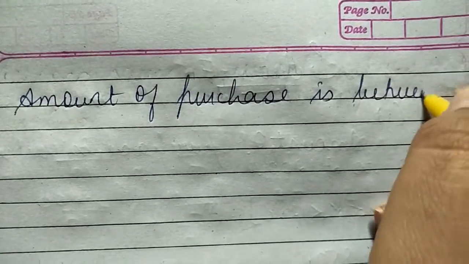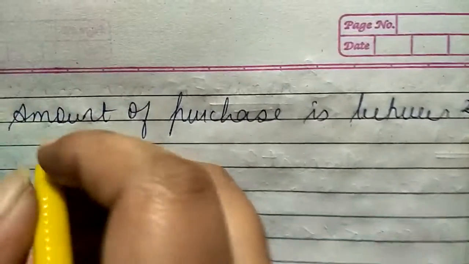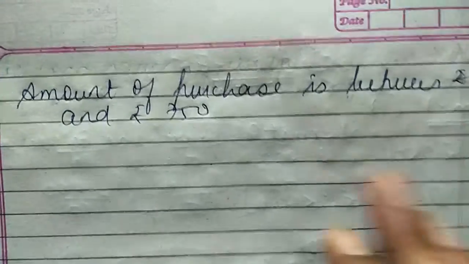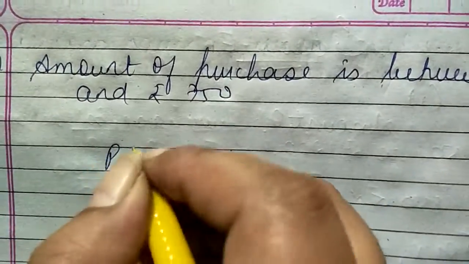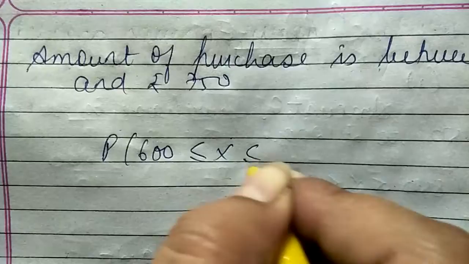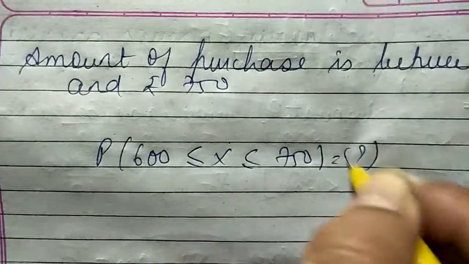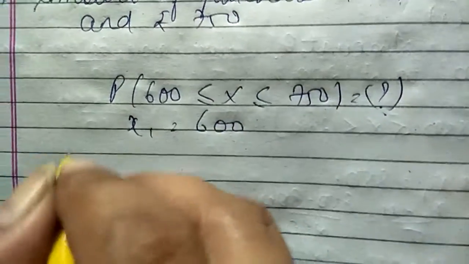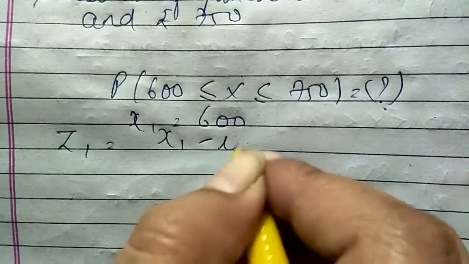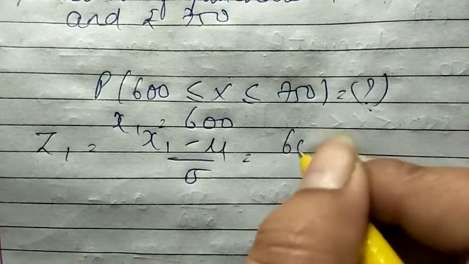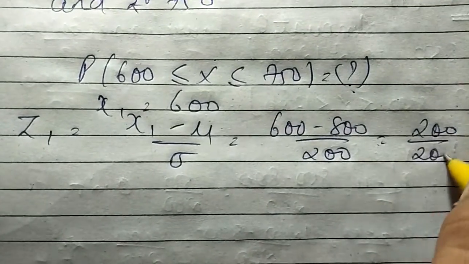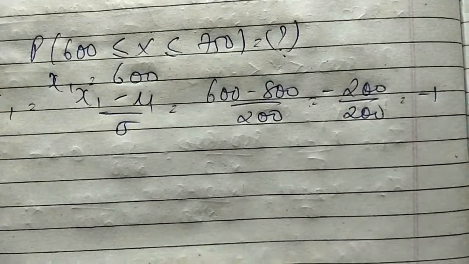Now the next thing which we were supposed to find was the amount of purchase between rupees 600 and rupees 750. So P(600 < X < 750) is what we need to find here. So X1 is equal to 600. Now Z1 is equal to (X1 minus mu) upon sigma, that is (600 minus 800) upon 200. The answer comes to minus 1. So we found the value of Z1.